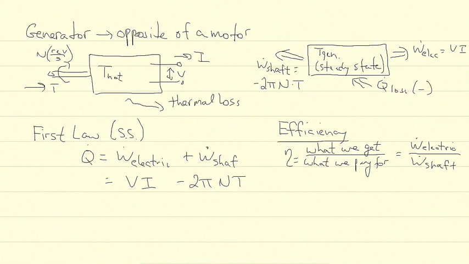Ideally, work transfer does not transfer entropy, right? That's what our second law equation told us. And so our ideal generator efficiency can be 100%. It can absolutely approach 100%, no problem.